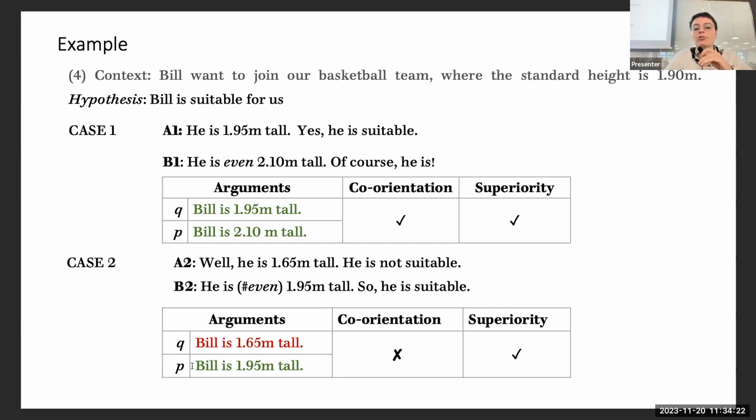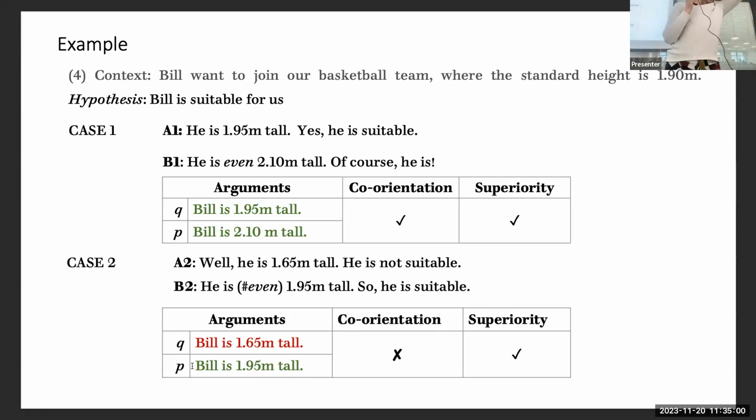So let's consider another case of P. P is 1.95 meters tall, right? So you're talking about the second? No, first case. Okay. So why is the superiority satisfied? Well, this is because if we say Bill is 2.10 meters tall, we can say he's definitely tall enough to do another thing, right? So this is a very strong argument, taking into account that the standard height is 1.9, the requirement, right?